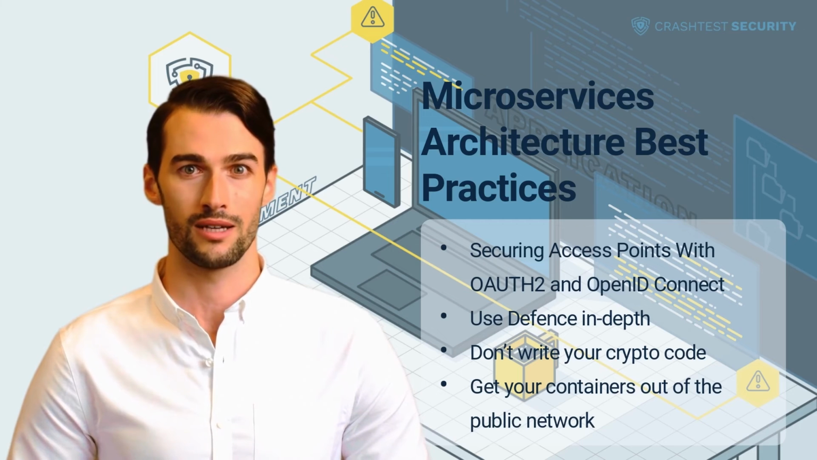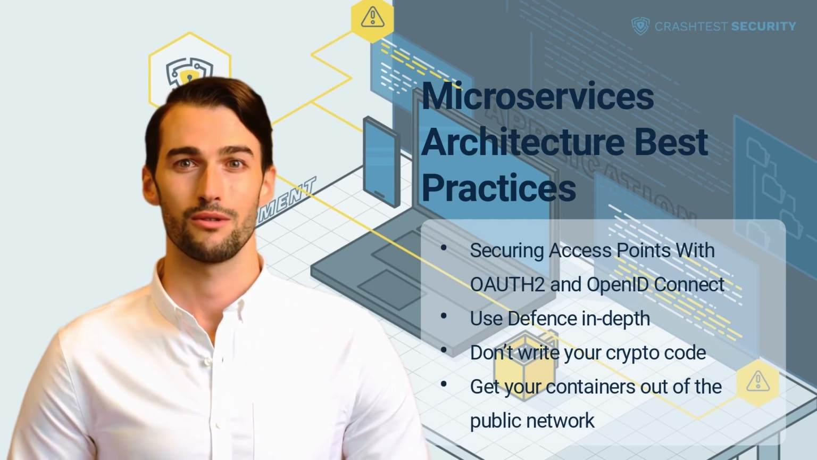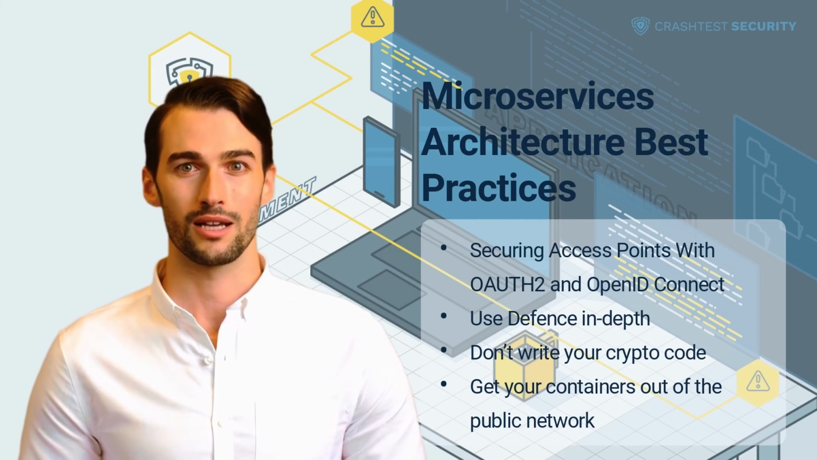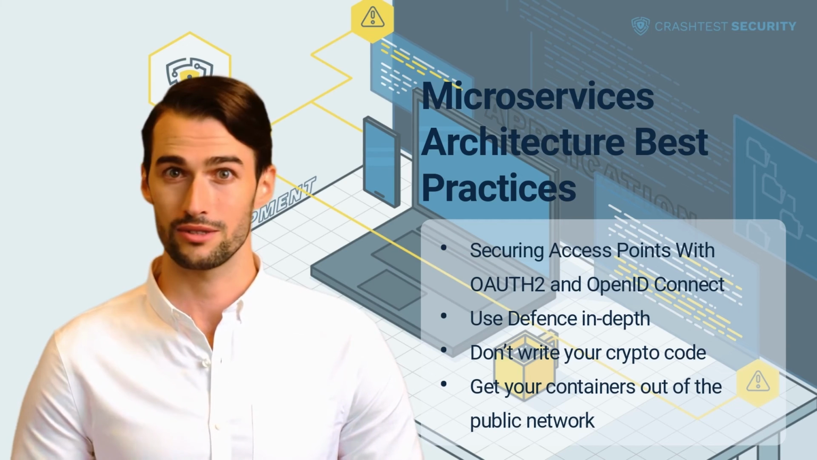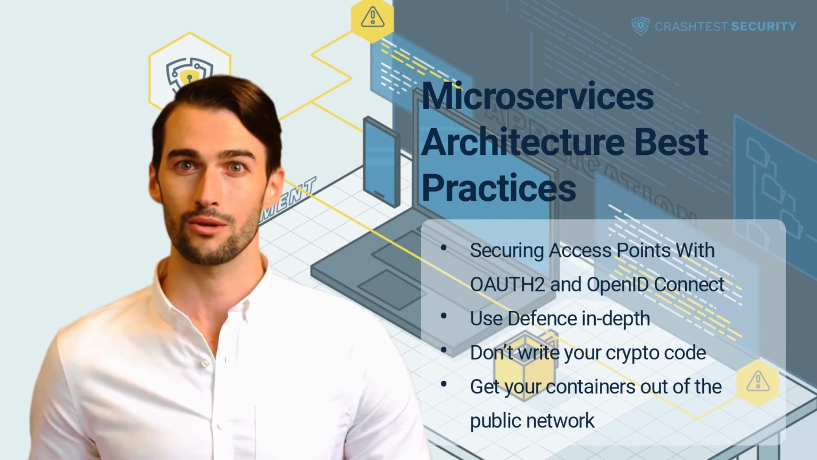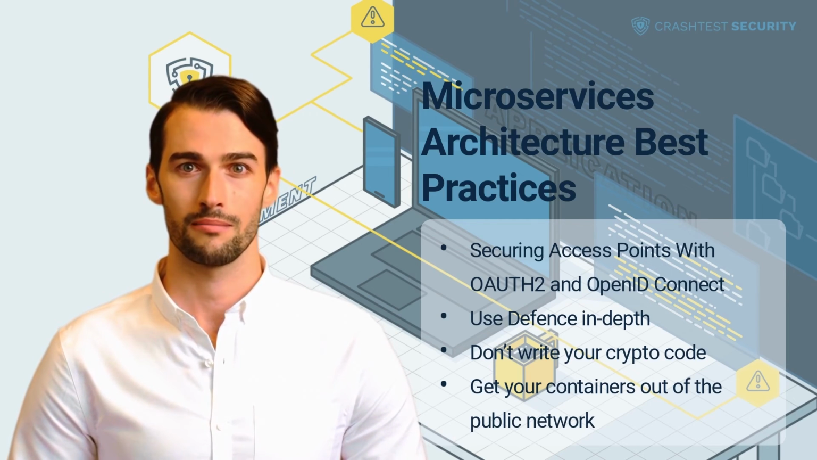Get your containers out of the public network. An API gateway establishes a single entry point for all requests coming from all clients. It subsequently knows how to provide an interface for all of your microservices. Using this technique, you can secure all of your microservices behind a firewall, allowing the API gateway to handle external requests and then talk to the microservices behind the firewall.